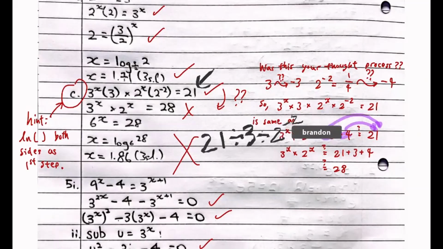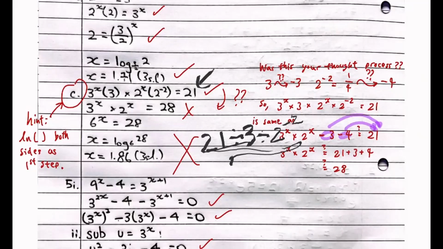21. Wait, what is this? What is this number? 21 divided by 3 divided by 2 power negative 2. Let me see what that number is. You can use a calculator to check.